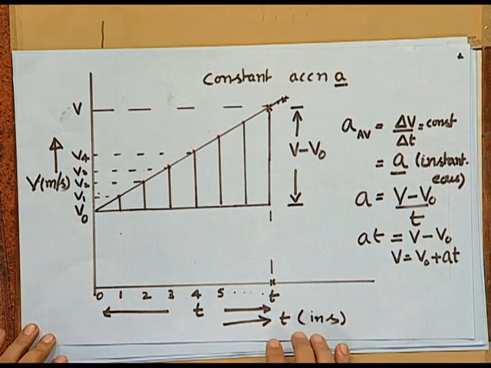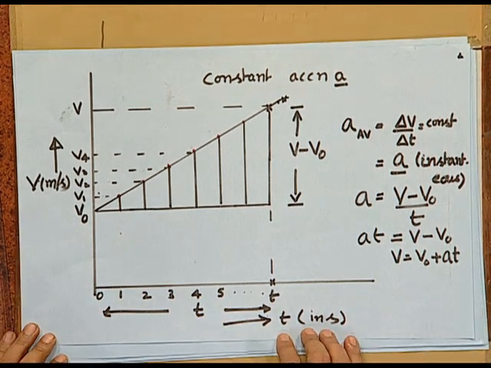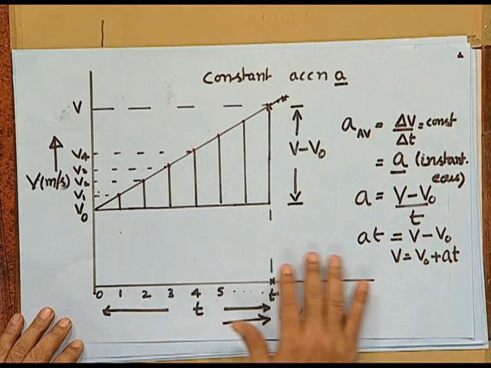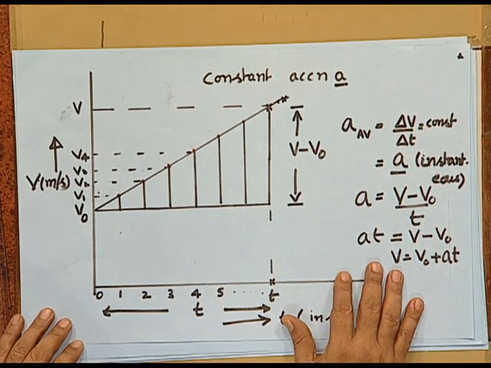I'm Prabhakar. Today we'll discuss the motion of an object in a straight path when it is having constant acceleration. Let us look at this graph which is there in front of us. Velocity has been plotted against time. Velocity is varying constantly with time.